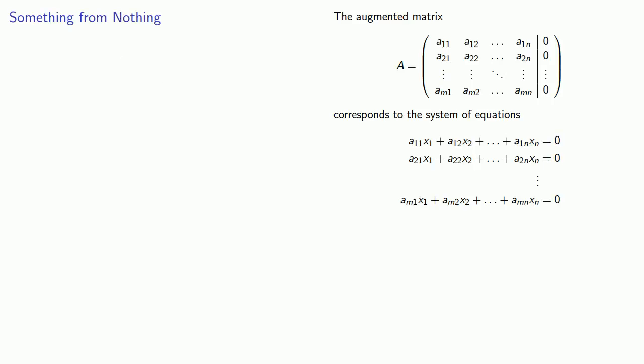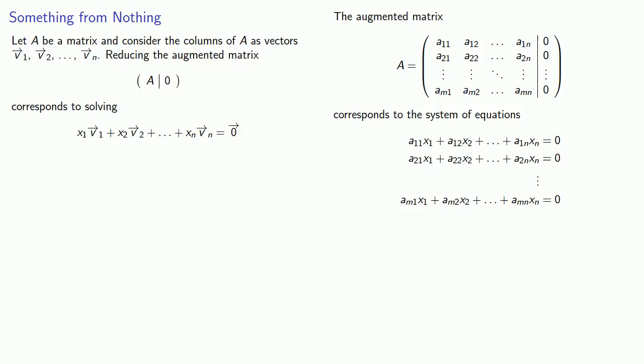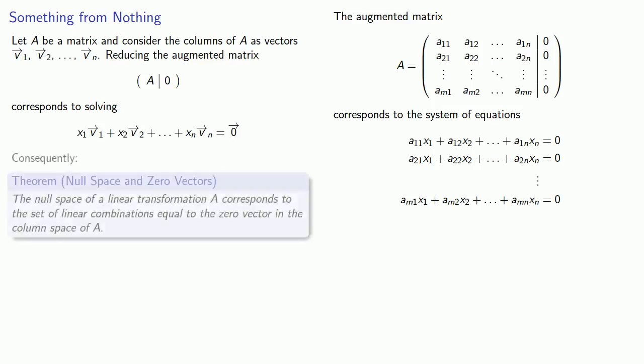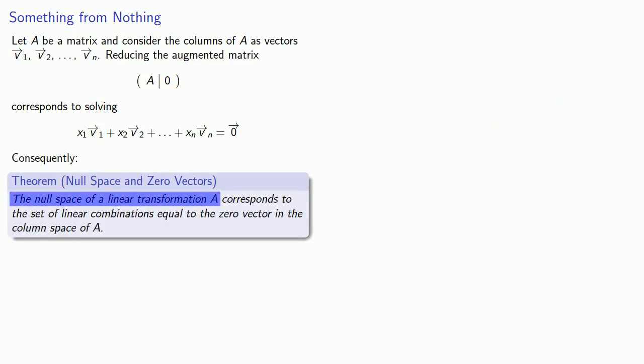Let A be a matrix where we consider the columns of A as vectors v1, v2, and so on up to vn. Reducing the augmented matrix A augmented by a column of zeros corresponds to solving the problem of finding a linear combination equal to the zero vector. Consequently, we have the following result. The null space of a linear transformation A corresponds to the set of linear combinations equal to the zero vector in the column space of A.